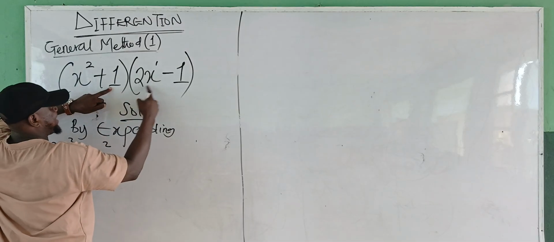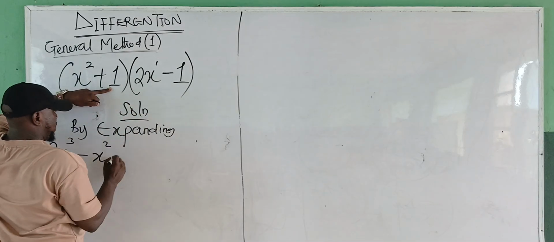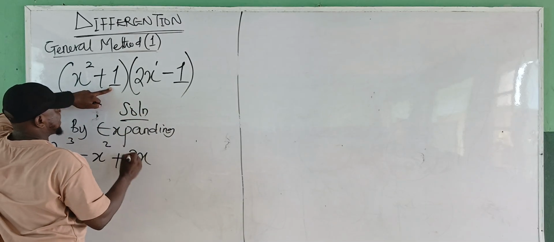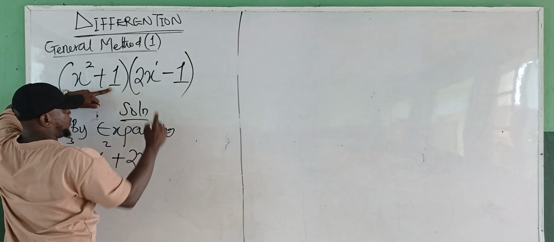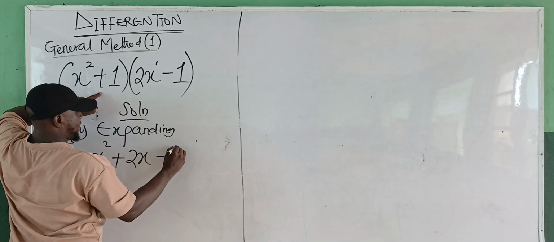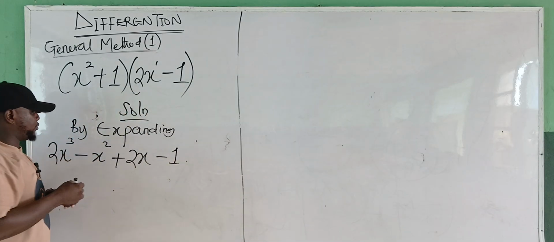Come to this one, multiplying this and this. This and this one will give us plus 2x. Now, plus times minus will give us minus. 1 times 1 gives us 1. So I'm done with this.